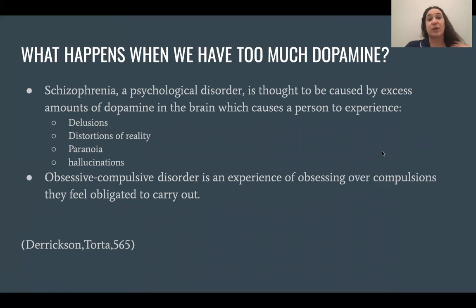And then what happens when we have too much dopamine in our system? Schizophrenia, which is a psychological disorder, is thought to be caused by excess amounts of dopamine in the brain, which will cause a person to experience delusions, distortions of reality, paranoia, hallucinations, which ties back to dopamine's original function, a source of pleasure, excitement. So this kind of ties into that.